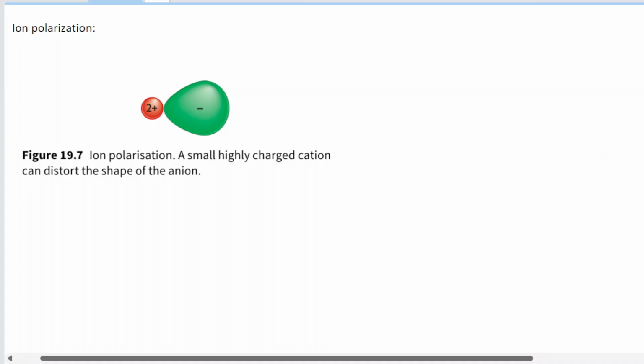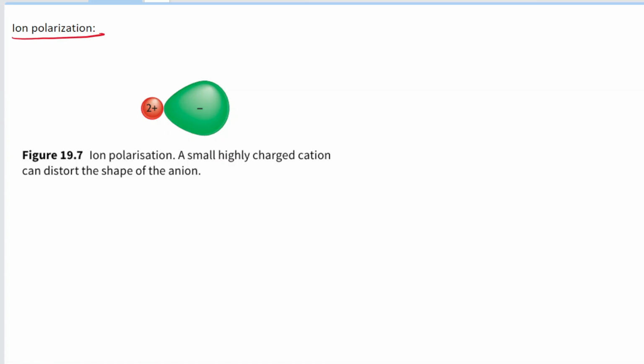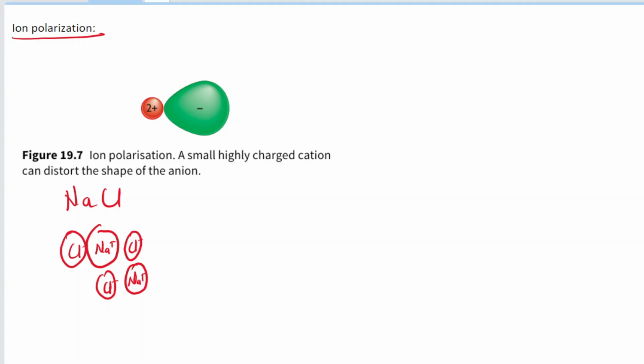Right, now let's go to another important concept, which is called ion polarization. Now, what is ion polarization? Before, if you remember, when we talk about ionic compounds, they exist in a lattice structure, right? They have an ionic lattice. For example, as always, let's take NaCl. NaCl has Na positive ions and chlorine minus ions, right? Arranged in a lattice. This is a very bad drawing, but you get the point. That they're all arranged in a lattice like this.